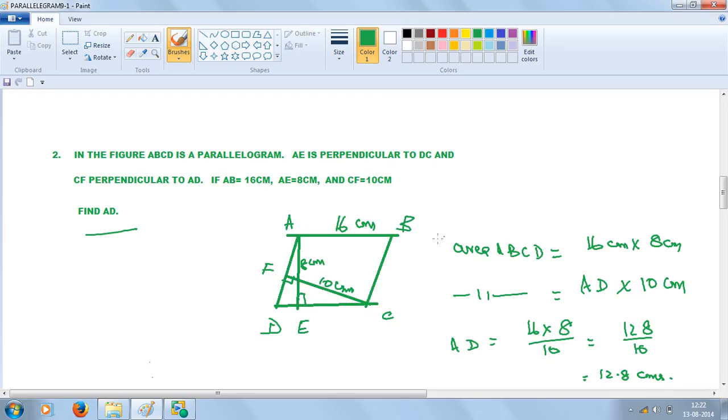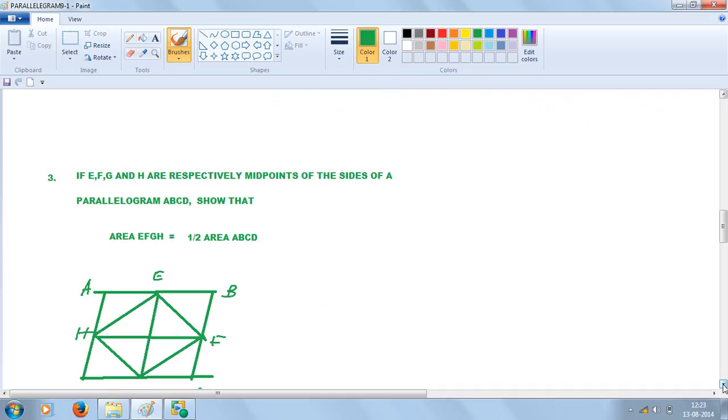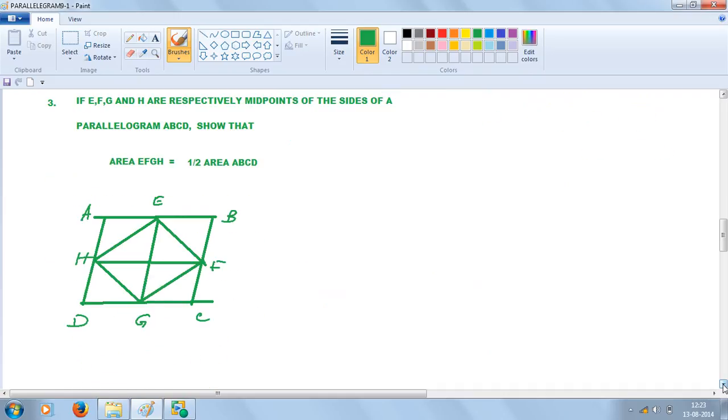But ABCD is a parallelogram, so we can take AD as a base. If we take AD as a base, CF is its perpendicular distance, base into height. The same formula will hold good for this also. So we'll do the next problem.